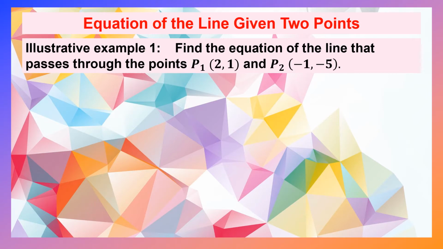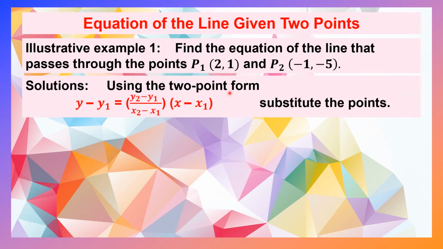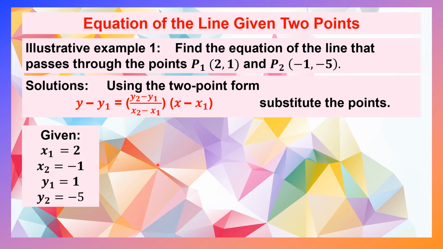Let's have illustrative example number 1. Find the equation of the line that passes through the points P sub 1 is 2, 1, and our P sub 2 is negative 1, negative 5. So using our 2-point form, which is y minus y sub 1 equals y sub 2 minus y sub 1 over x sub 2 minus x sub 1 times the quantity x minus x sub 1, isubstitute lang natin yung ating dalawang points. So let's write first all the given.